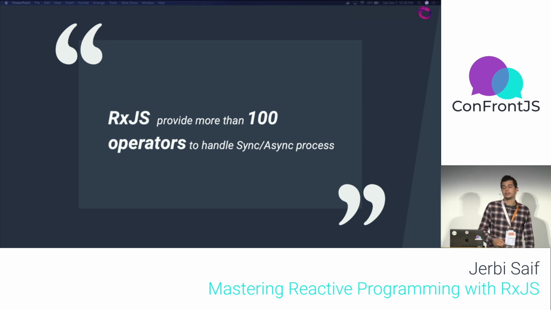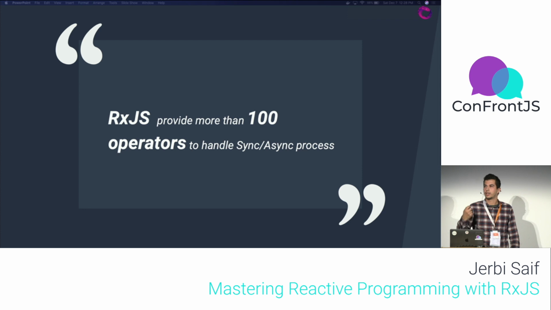RxJS provides more than 100 operators today. It also provides a way to create your own operator. You can refactor your operators and group them into a new operator that you define to handle synchronous and asynchronous processes in your stream.